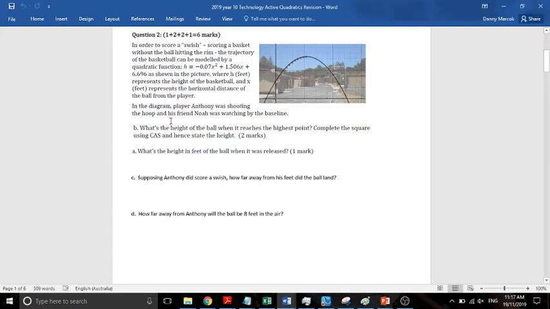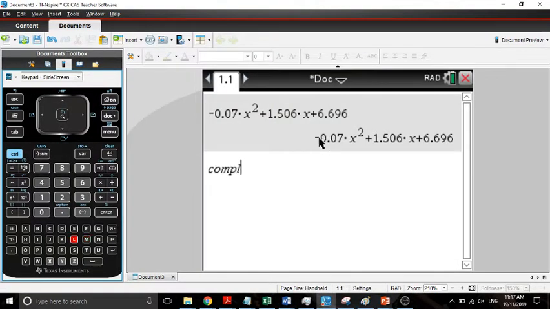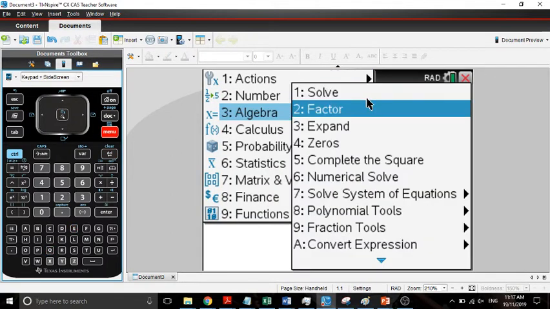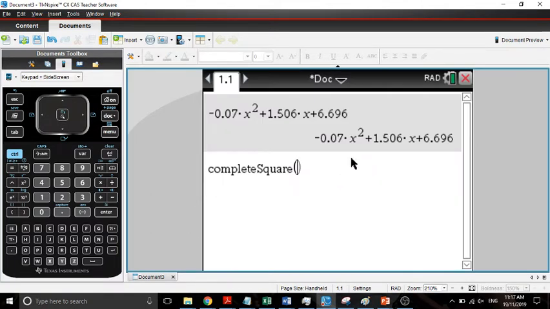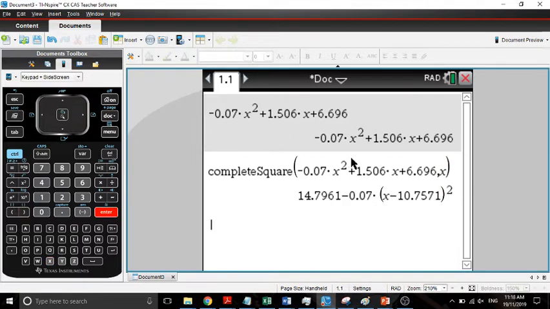Alright, so now we are going to complete the square, because we want to find the height of the ball when it reaches its highest point. So we go to menu, algebra, complete the square, and I'm just going to press the up arrow key to bring that up, and say comma x. I'm going to close that, and it's completed the square for me. So that's pretty annoying, that one there. So the height of the ball will be that.